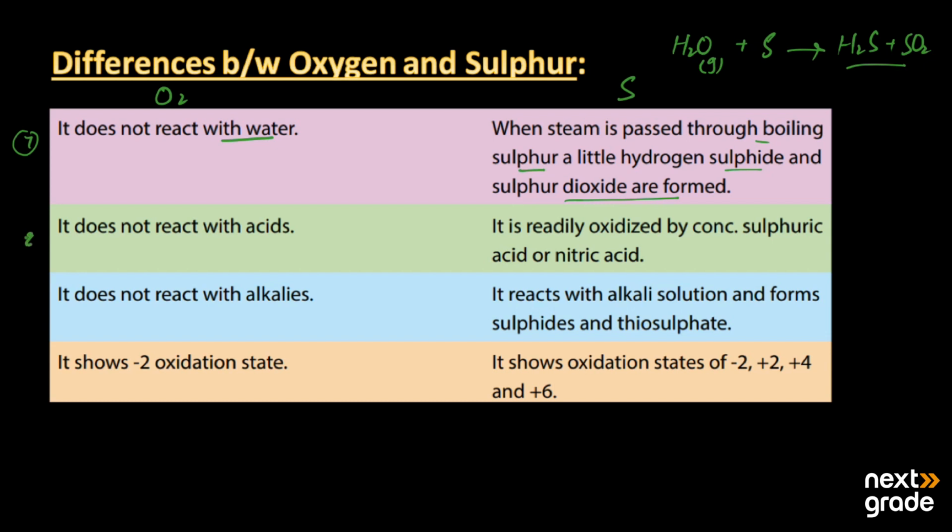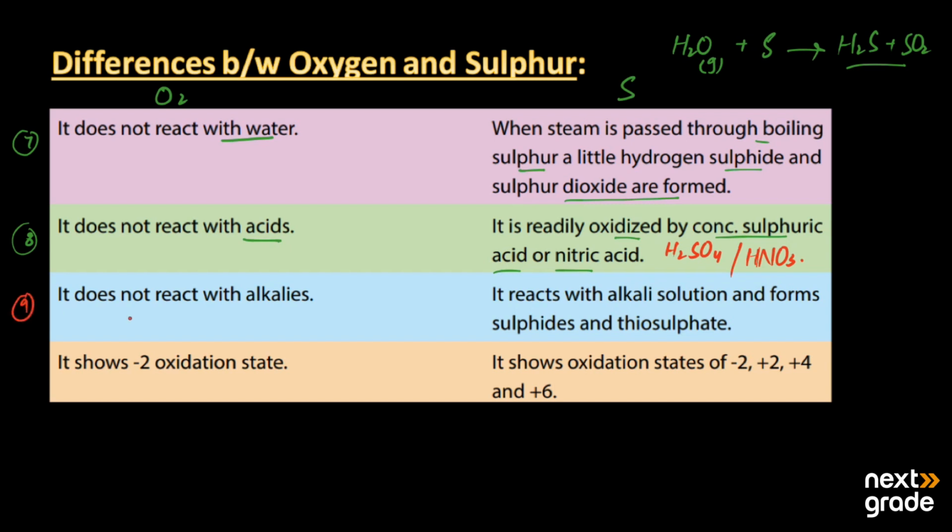Then the eighth difference: oxygen does not react with acids, but sulfur is readily oxidized by concentrated sulfuric acid and nitric acid. So the two acids are, number one, sulfuric acid, H2SO4, and the second acid is nitric acid, HNO3. Sulfur can be oxidized by these two acids easily.